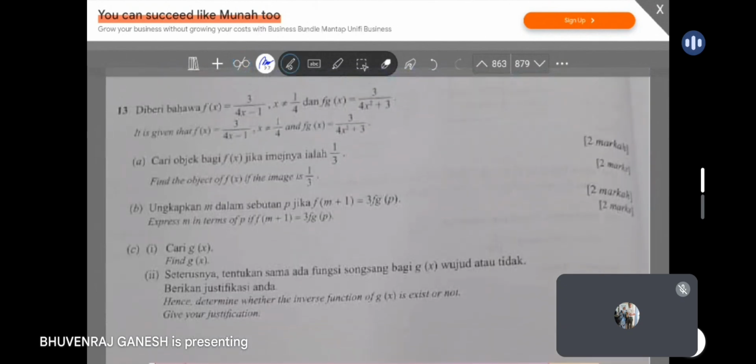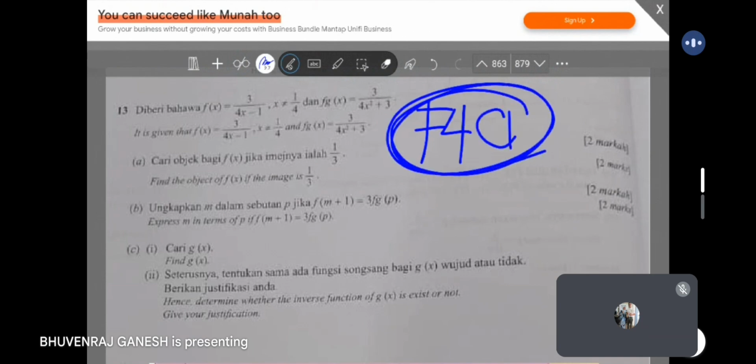Now we come to question number 13. If you see this question, this is under Form 4 Chapter 1, Functions, Section D. First question, they ask you to find the object. In other words, find x, when the image is 1 over 3. The image is fx, so you already have fx equal to 1 over 3.